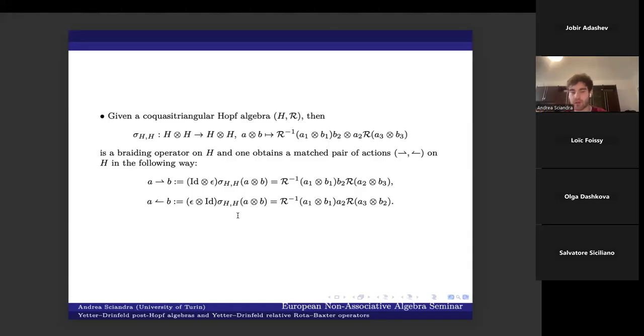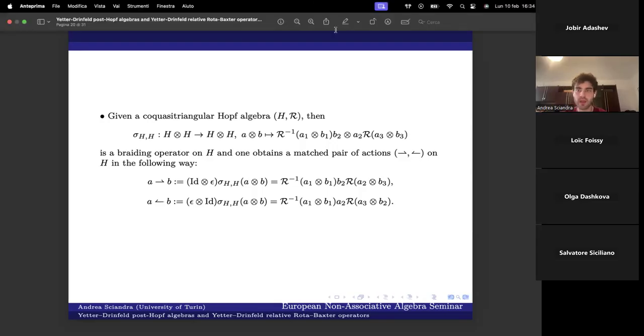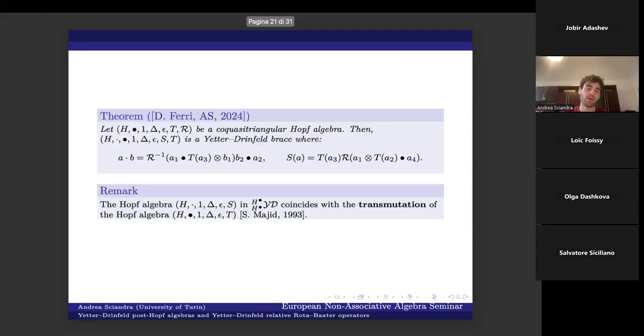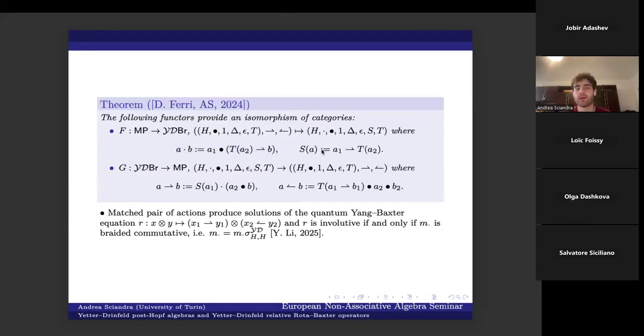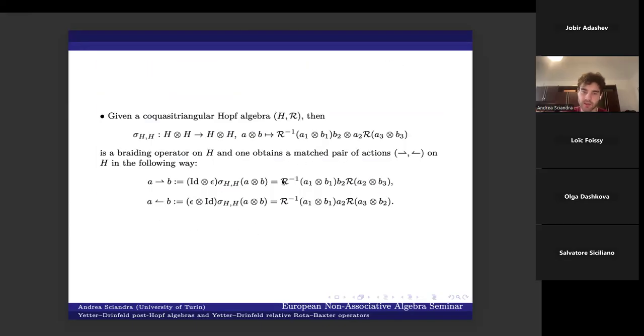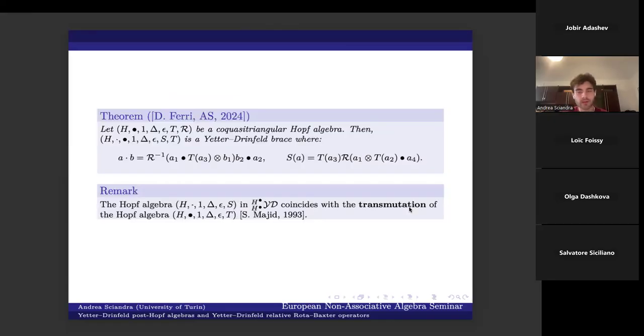So since we have a matched pair of actions, we are able to build a Drinfeld brace using this action here. We have this theorem: when we start with the co-quasi-triangular Hopf algebra, then we find dot and the new antipode S. I recall that dot is defined in this way here, and S is defined in this way here. In this case, we are just using the action coming from the co-quasi-triangular structure, so exactly this one. And so we obtain a Drinfeld brace where dot and S are defined in this way here.